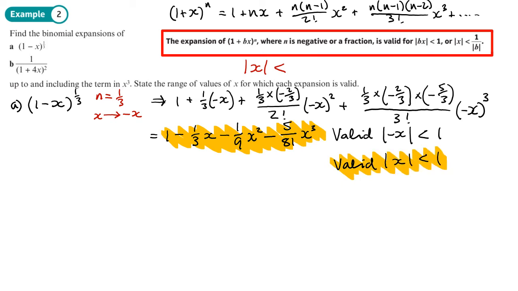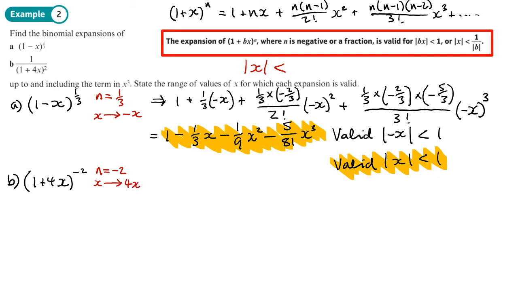Part B. So first thing, write it in a form that we can expand. So (1 + 4x) to the power negative 2. In this one, I'm going to replace n with negative 2 in the expansion, and where I see x in the expansion, I'm going to put 4x there.